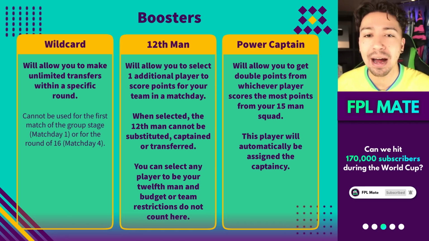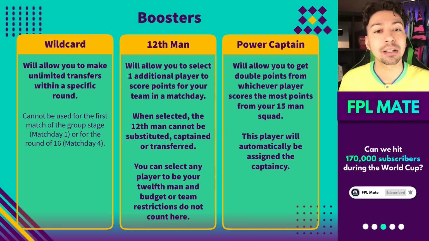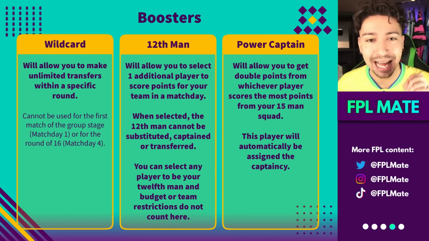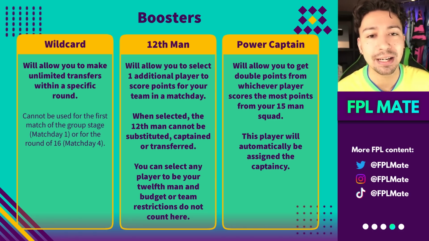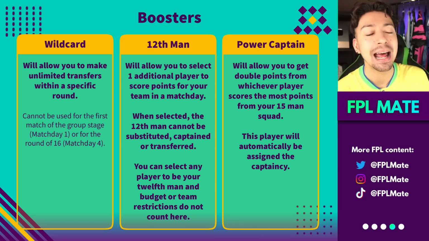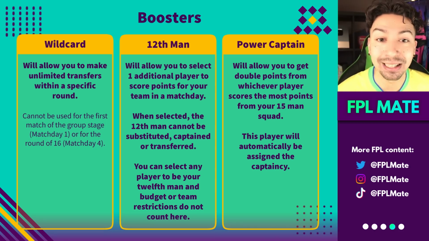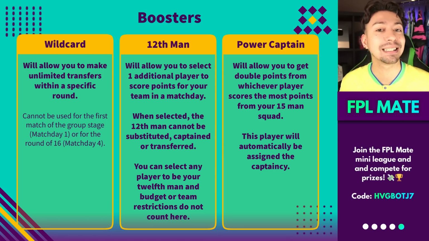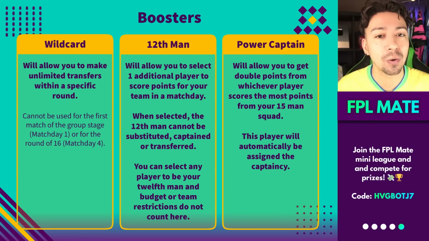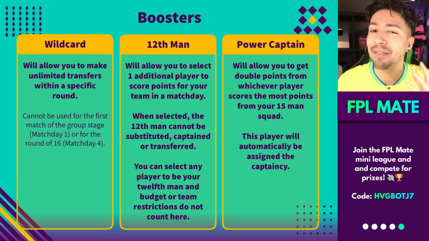In your entire 15-man squad, during the round you play this booster, this captain's armband will automatically be assigned to your highest scoring player at the end of the round, and that player will score double points. This also suggests that if you bench your highest scoring player, they will be automatically substituted on, presumably for benching your lowest scoring player. Now, this nuance, however, is unclear.